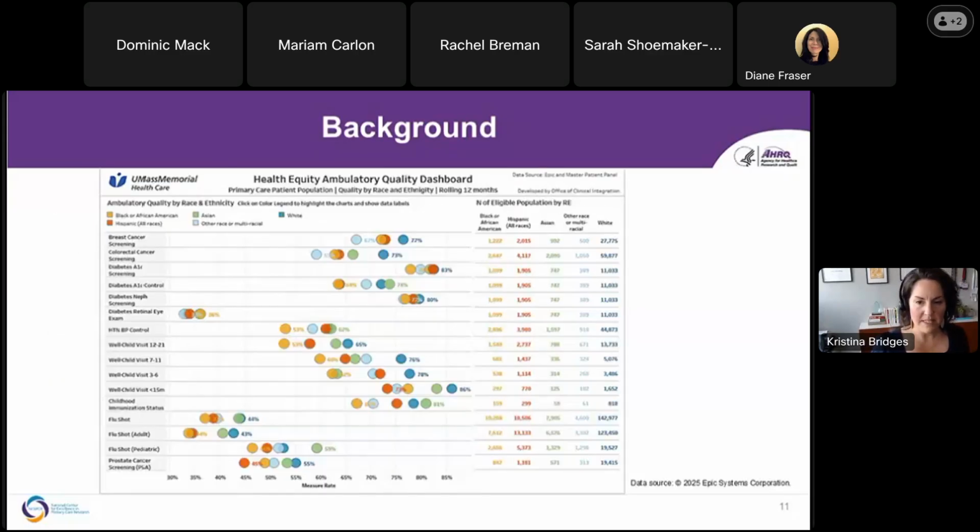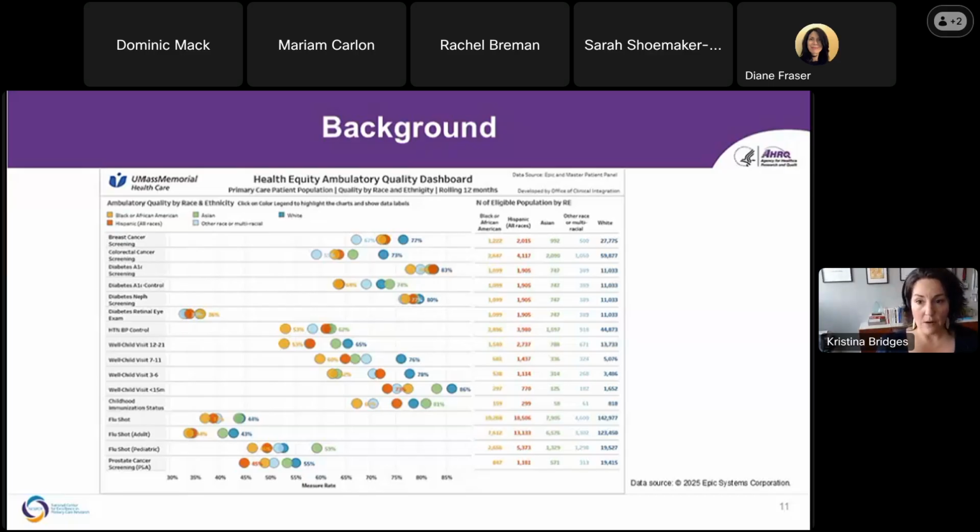So I want to start with this example. This is a version of a quality dashboard that was published in 2022 from a group at UMass Memorial. And here outcomes are stratified by specific patient populations. In this example, it's race and ethnicity. Each row represents one quality metric. So it's showing the percent of eligible participants or patients who completed annual screenings or immunizations. And we can see that there is a spread. There are gaps between different patient groups.